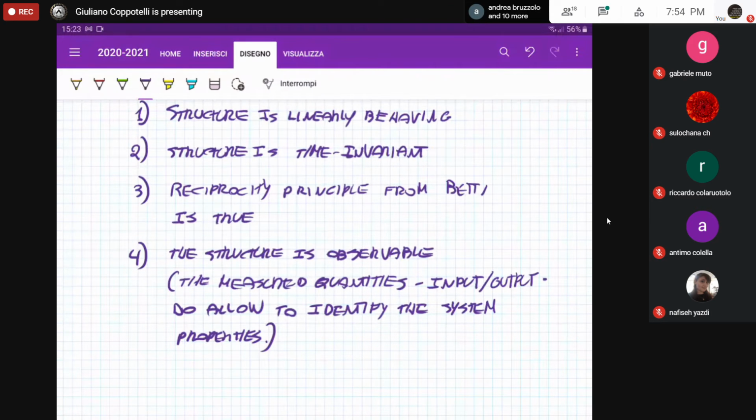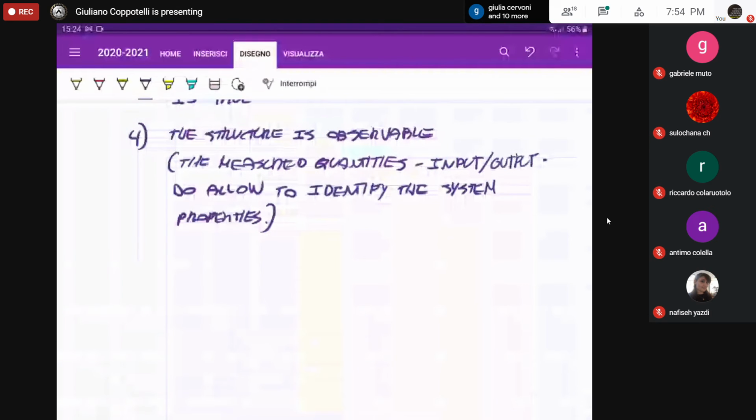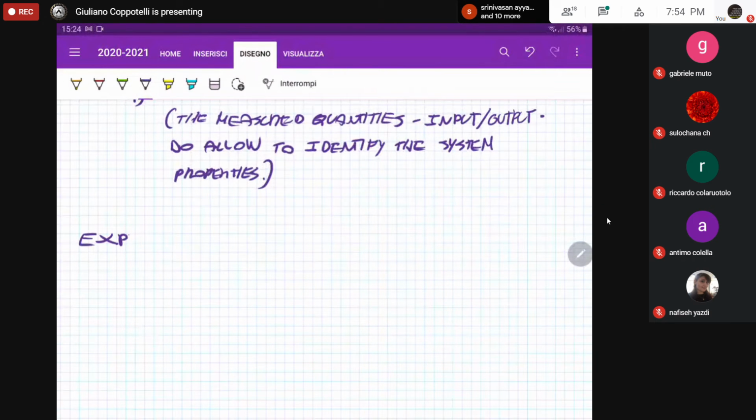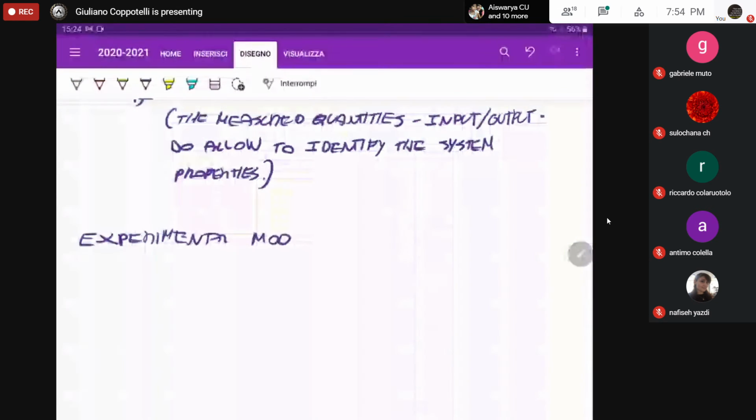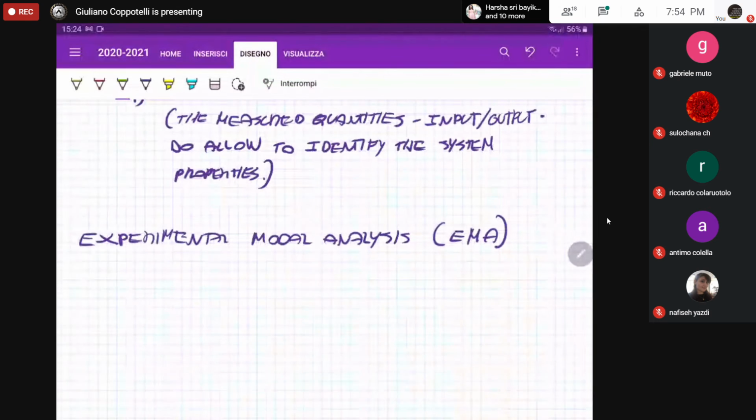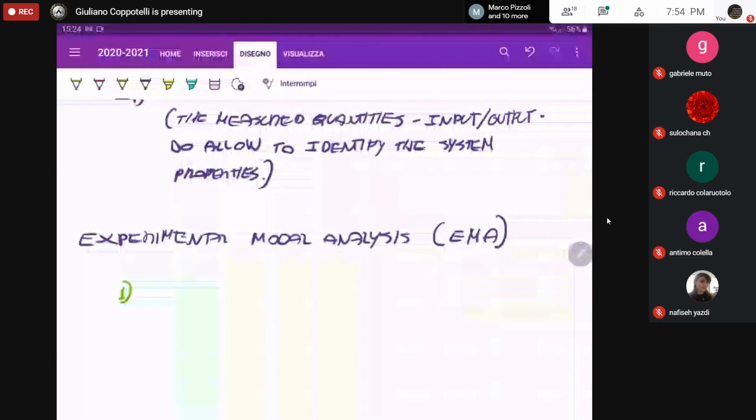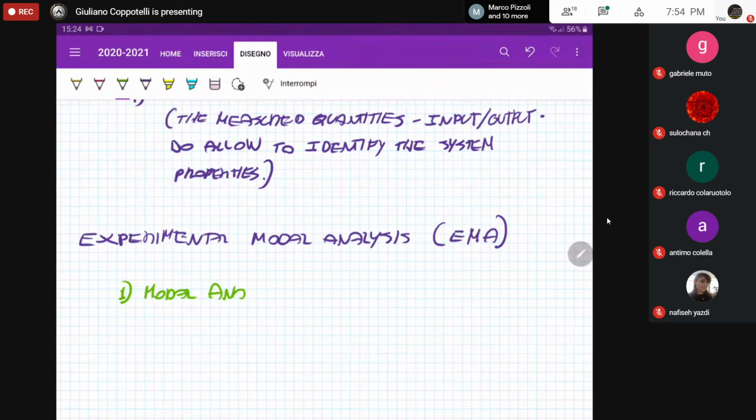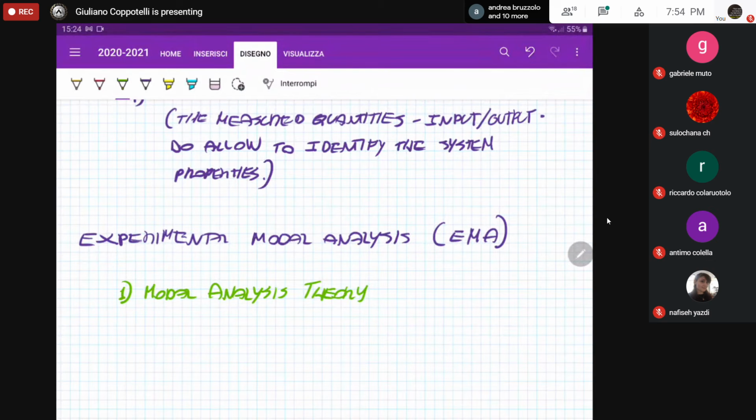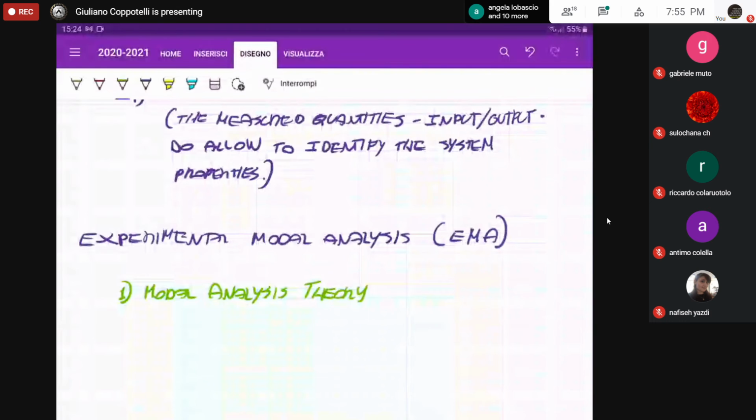So what are the main steps? What are the main subjects that you need to have a good command of when taking this dynamic testing or the experimental model testing? The experimental modal analysis, we refer to that as EMA, is based on these items. The first one is the modal analysis theory. And I know that you are masters in modal analysis theory.